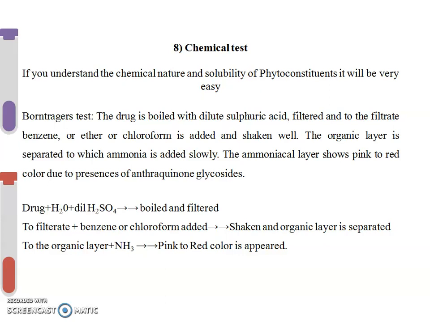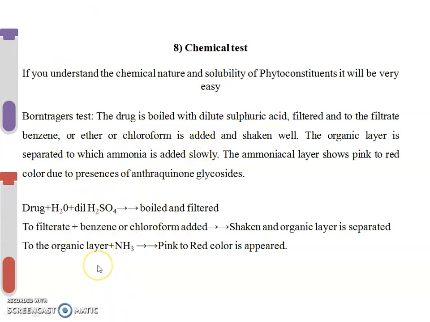Once these parts are separated, to dissolve the aglycone, we add benzene. So the aglycone is dissolved in benzene. To that solvent containing aglycone, we add ammonia. This ammonia, upon reaction with aglycones, gives you pink to red color. So this test has now become simple.